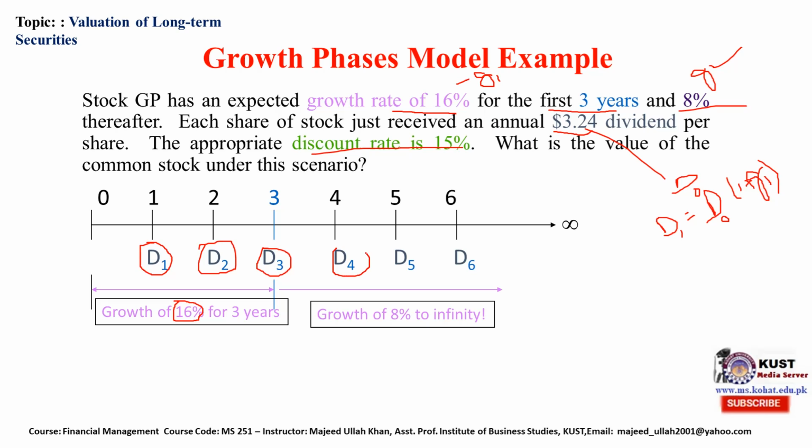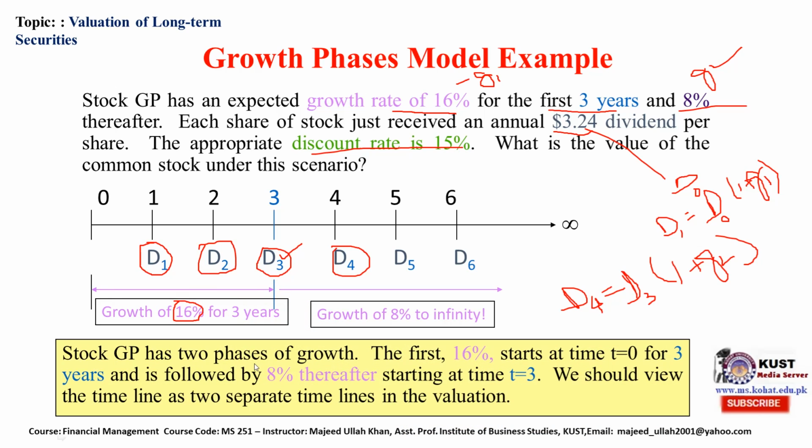But this dividend 4 will be calculated as D4 is equal to, for this D4, this D3 will be called D naught. So D3 into 1 plus G2 raised to the power 1. So this is basically how we are going to calculate our dividends. This is the first phase and this is the second phase till infinity.